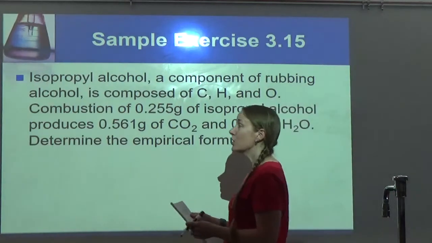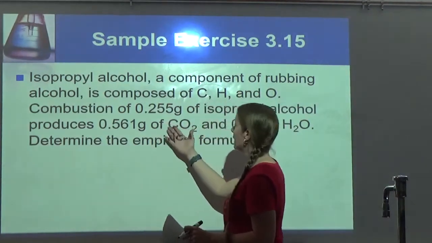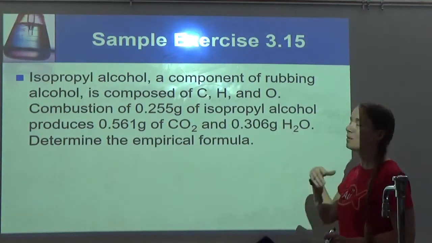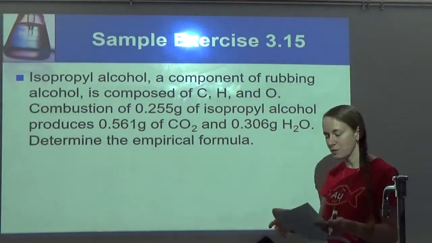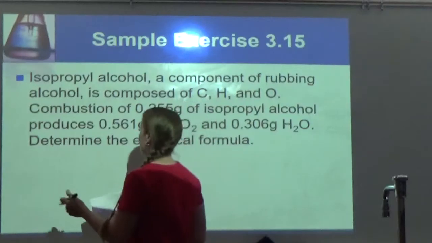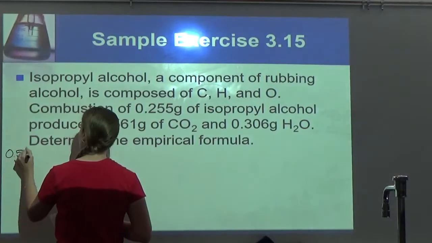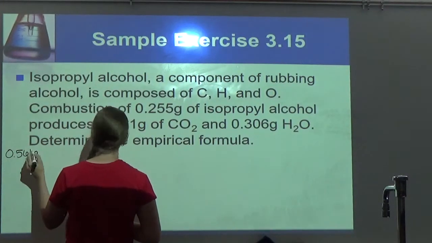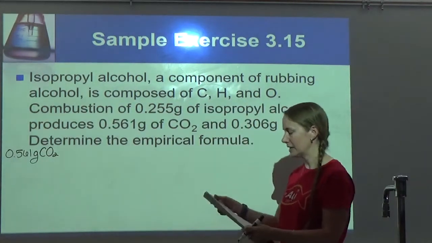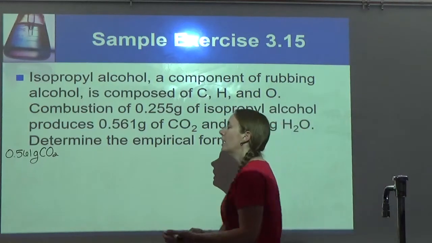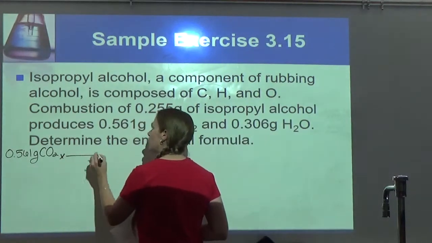So let's go ahead and start this super long problem. So the first thing I like to do is pull out how much carbon and how much hydrogen I have, because that's easy because those both have to come from the isopropyl alcohol. So I start with my 0.561 grams of CO2. Ooh, and I'll try to write small. I might have to erase in the middle of this because I have a lot of work on my paper here. Alright, so I'm trying to get to just carbon.